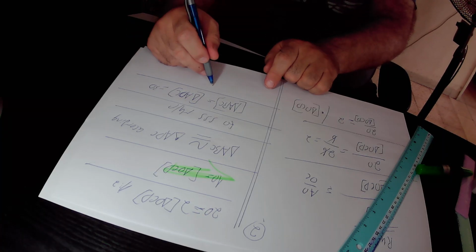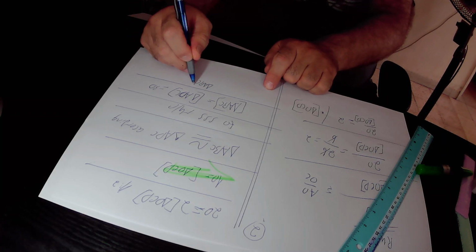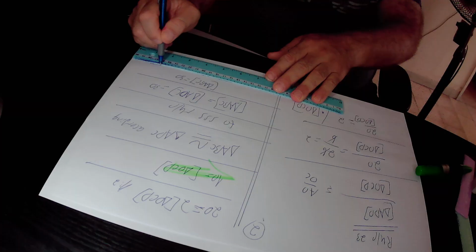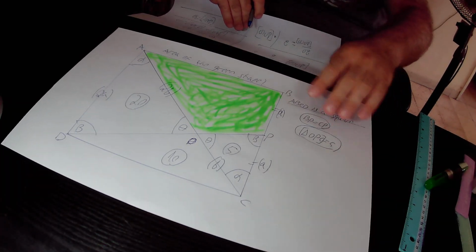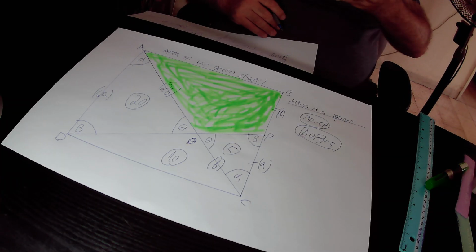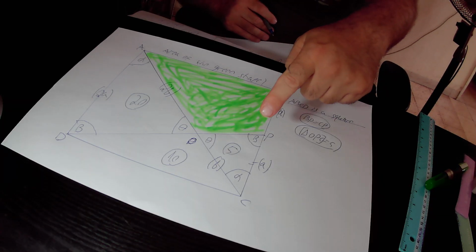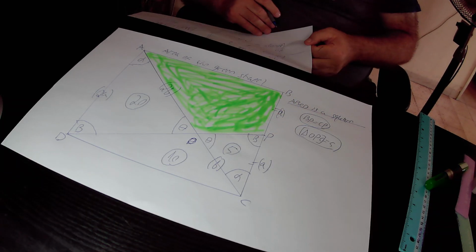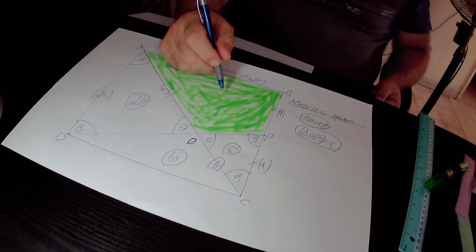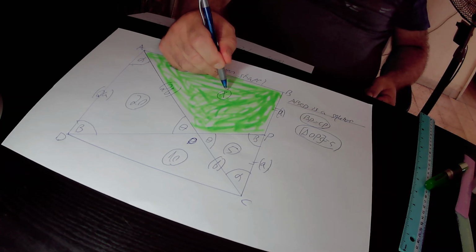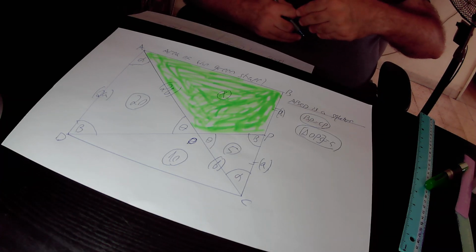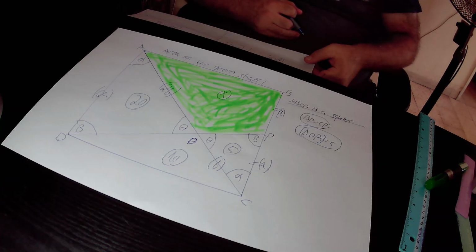The area of triangle ABC is equal to 30 square units from one side, but from the other side, what is the area of this triangle ABC? The area of triangle ABC is equal to the area of the green shape plus the area of this triangle POC. We define the area of this green shape, which is the area that we are looking for in this question, as x. That is to say, the area of the green shape is equal to x square units according to our definition. Therefore, the area of this triangle ABC from the other side is equal to x plus 5 square units.